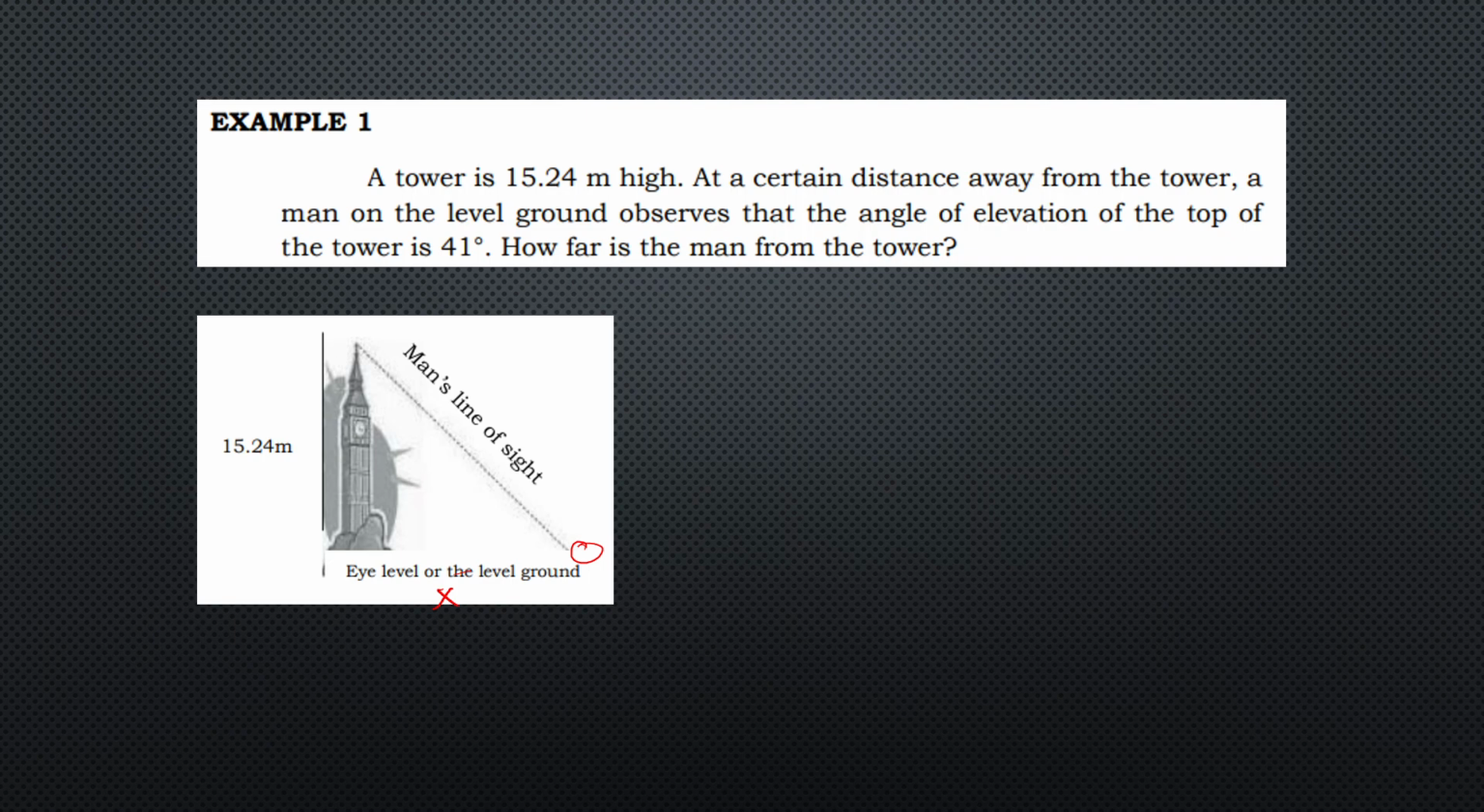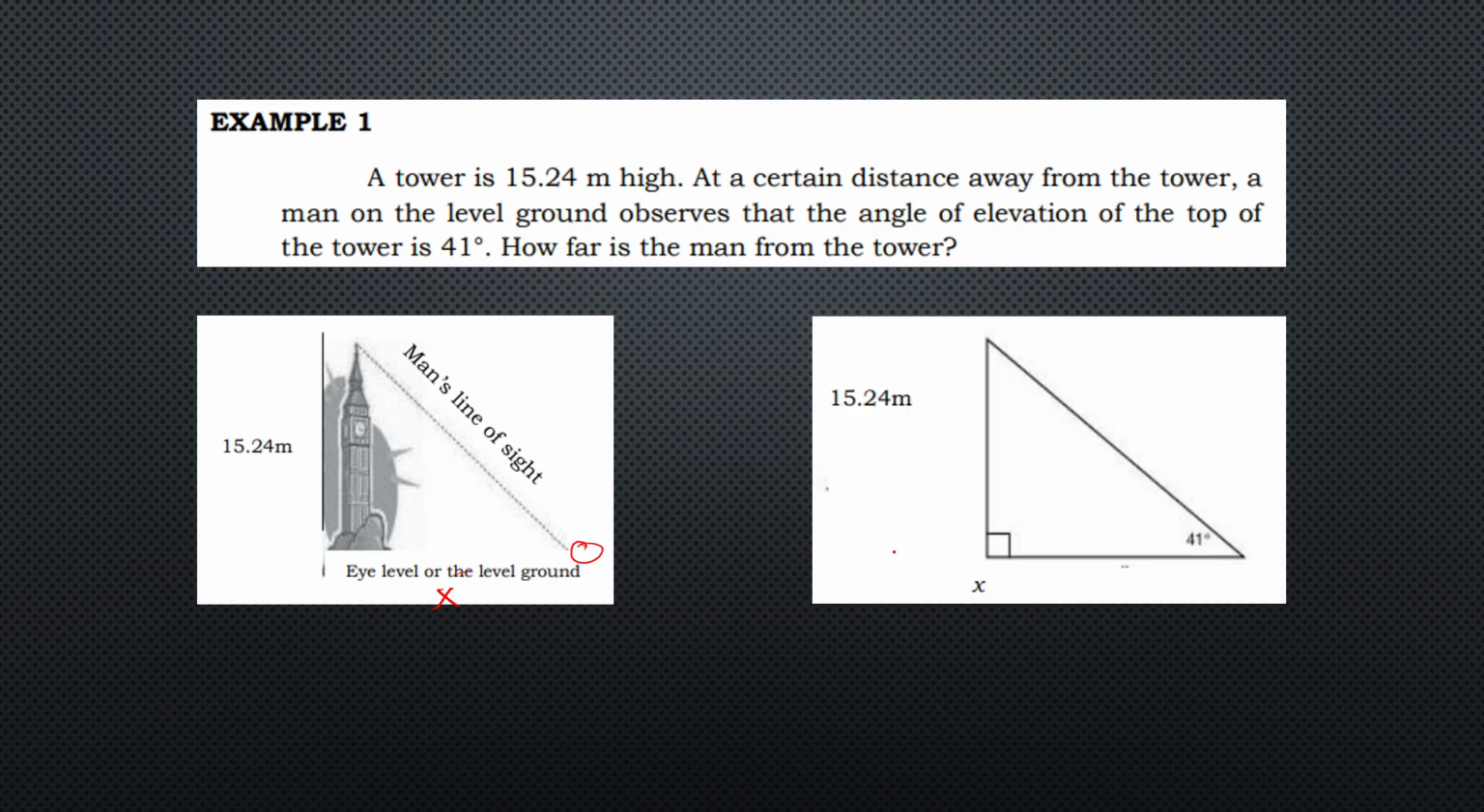So now we make the illustration. Take note that x is for this part here. Okay. So the 41 degrees is between the eye level and the line of sight. Let's say the person is standing here. So the line of sight is going up there, and the eye level is this part. So this is the angle, 41 degrees.